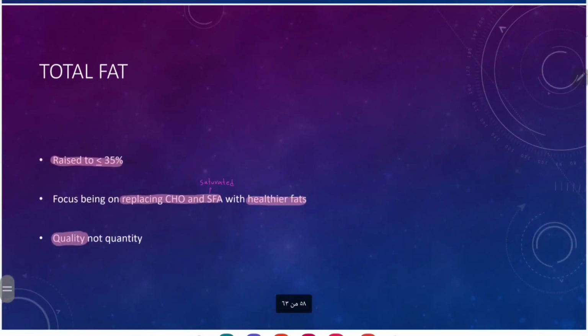Total fat should be kept to less than 35% of the total calories that we take. The focus is on replacing carbohydrate and saturated fatty acid with healthier fats. We will replace carbohydrates and saturated fats with healthier fats, relying more on the quality of the fats themselves than on the quantity, so the focus is on the type of fats used.